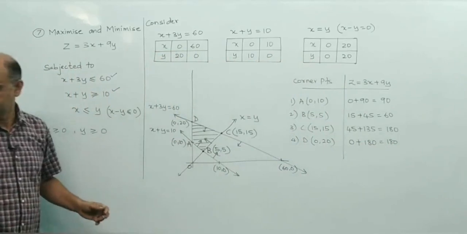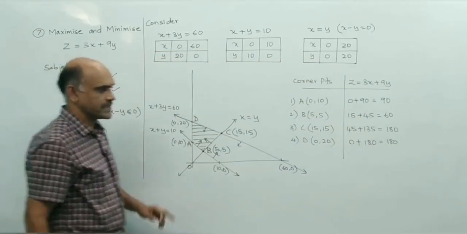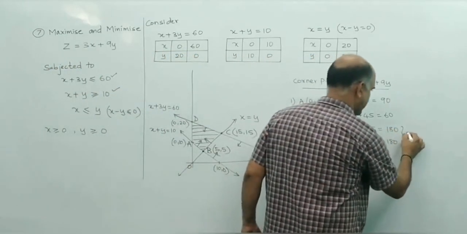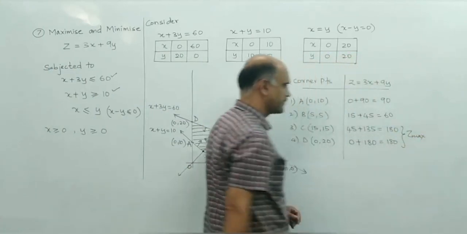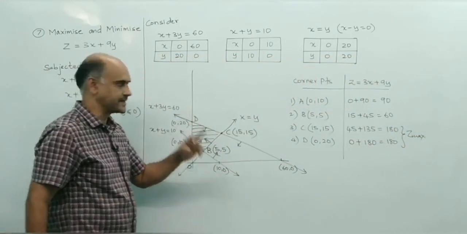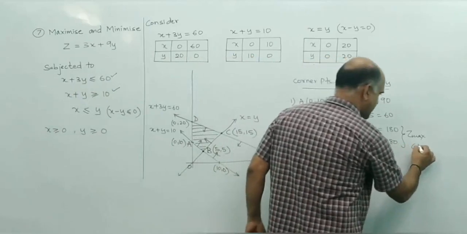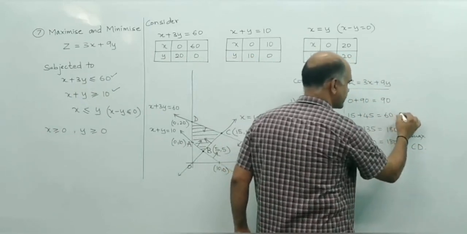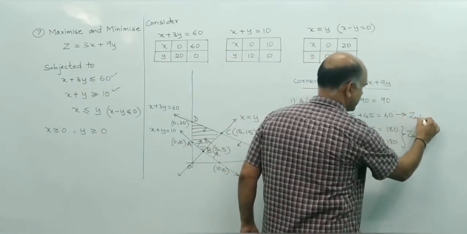Then finally write the answer. So 180, 180, this is the maximum at every point on CD. So at every point on CD you write. Then the minimum value is 60, Z minimum.